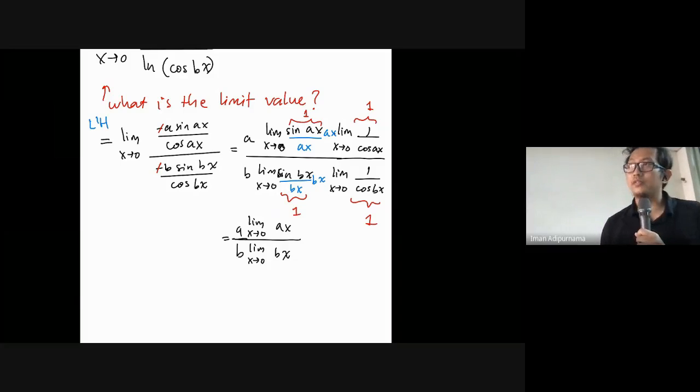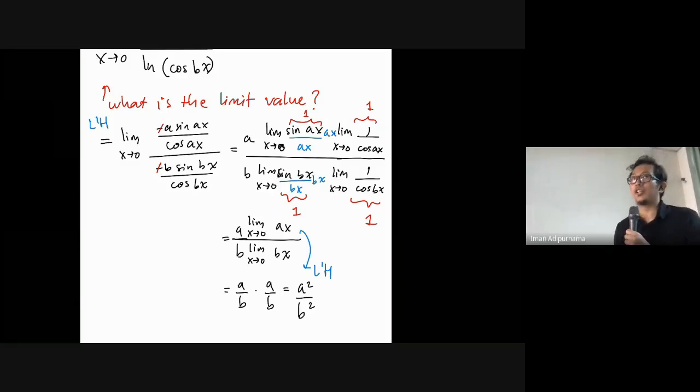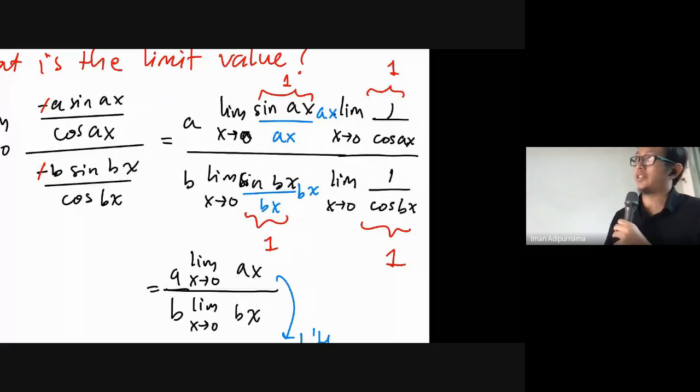So I will have a over b, limit x approaching 0 of only ax and bx, right? And use L'Hopital. ax over bx becomes a over b. And this will be a squared over b squared. So you can combine the limit identity sine x over x with the L'Hopital rule to give you a faster way to solve.